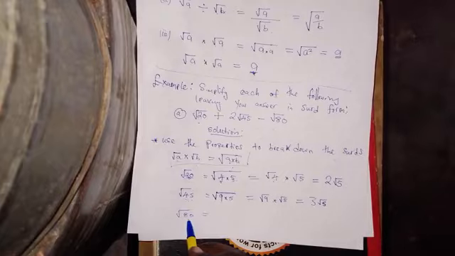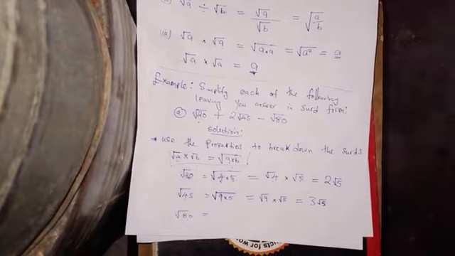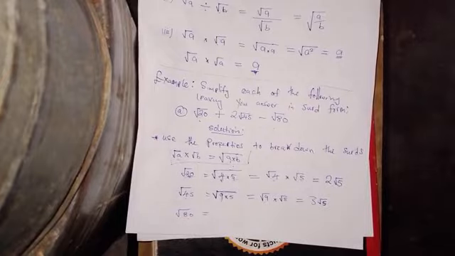How can I break down this 80? There are a number of ways we are able to have 80. 10 times 8, but is 10 and 8 a perfect square? No. There are a number of ways.